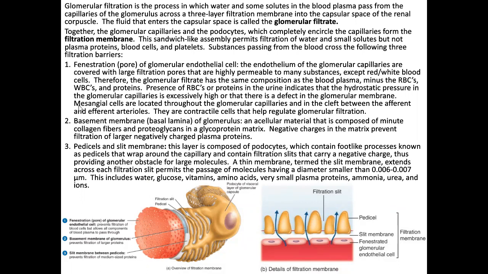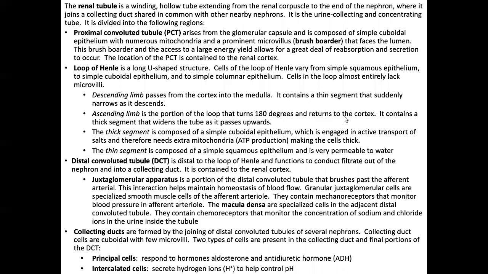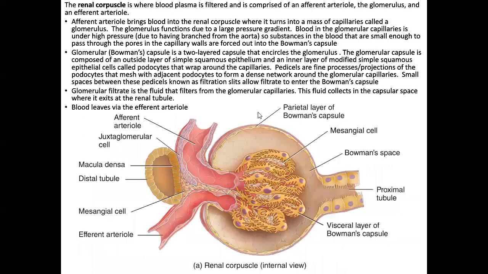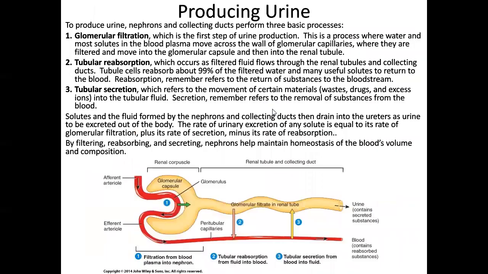Now, located throughout our glomerular capillaries are what we call mesangial cells. They're also found in the cleft between the afferent and efferent arterioles, and they act as contractile cells that can help regulate glomerular filtration. I can go back to this picture and point those out right there. We'll talk a little bit more about those, and they're also right here. We'll get into that in a little bit.